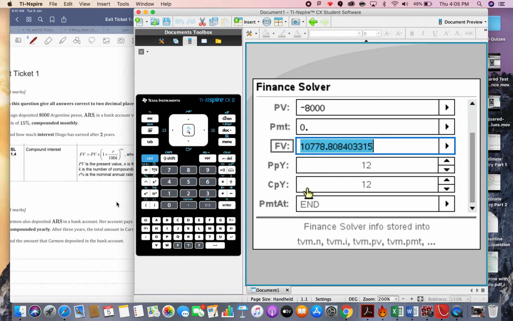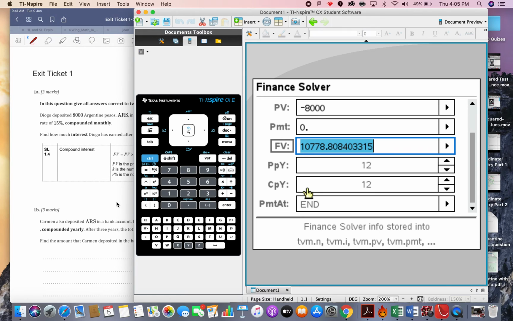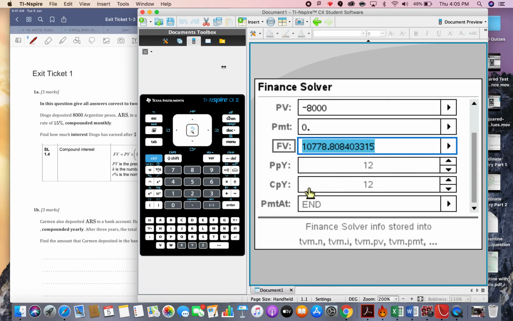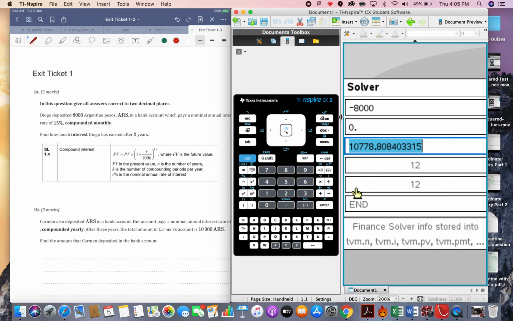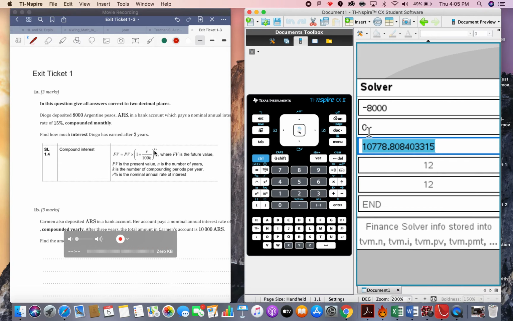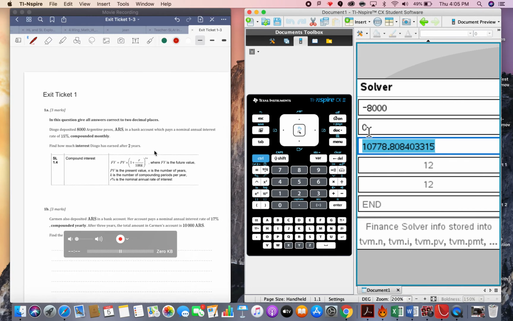Okay, so that's important that we actually answer the question. Okay, so for the second part here, we can do a similar thing. We can do the Finance Solver, or we could do the actual formula. And I'm going to do the Finance Solver here, and I'll let you do the formula if you would like to do that. So on the Finance Solver, let's have a little look. Let me just move this over here, and let's just get this zoomed back in.